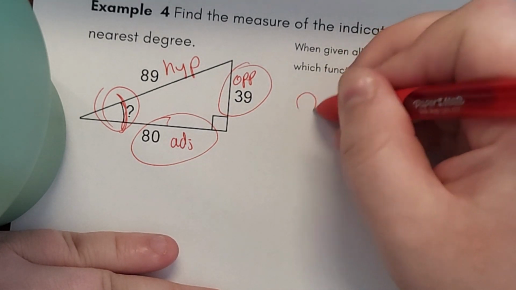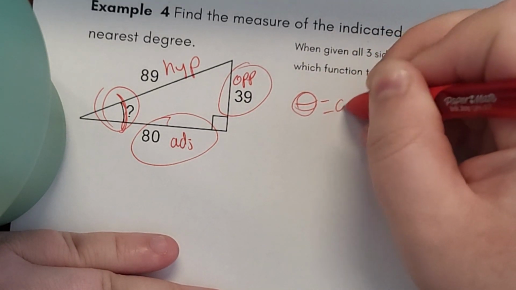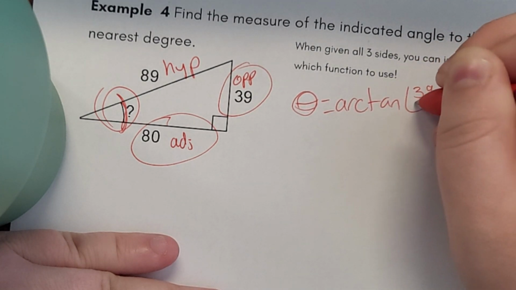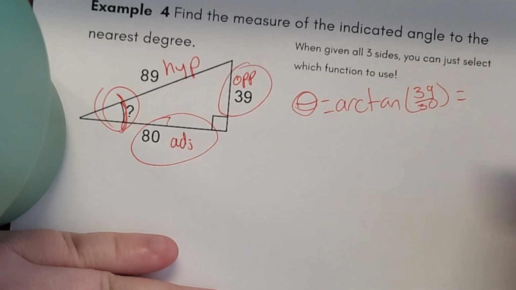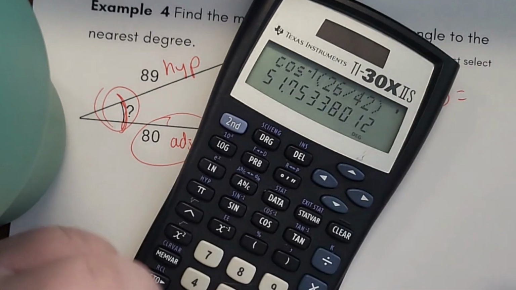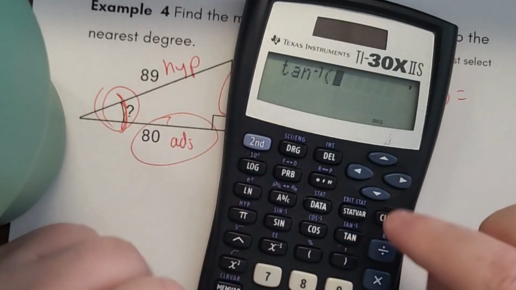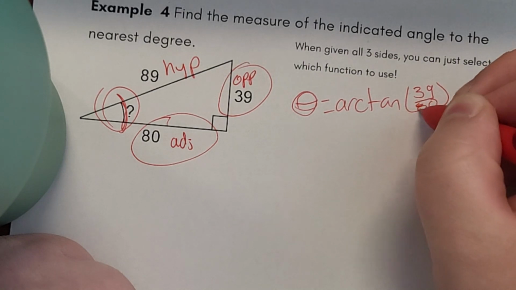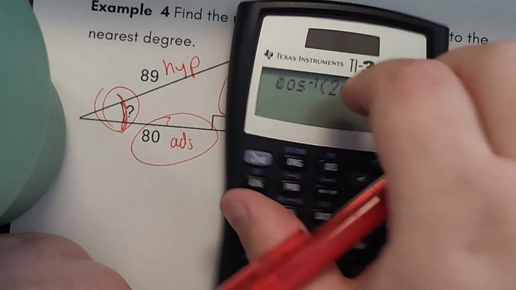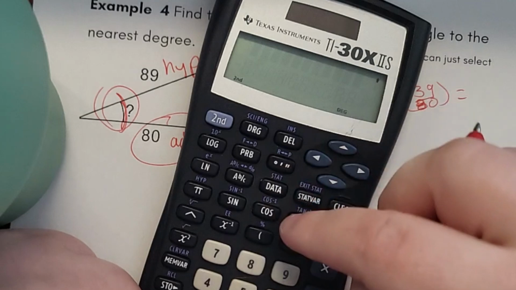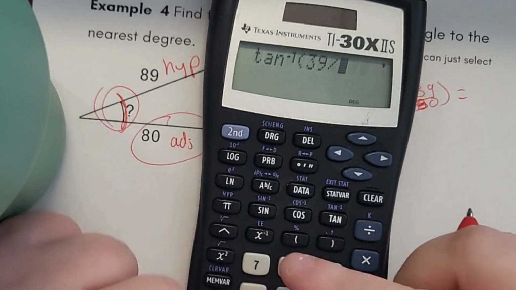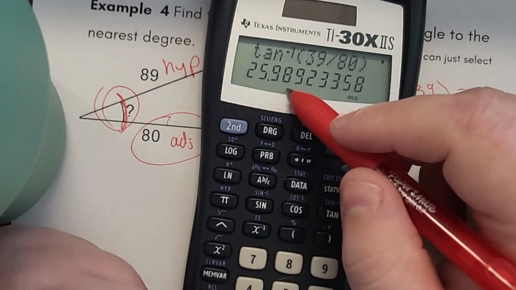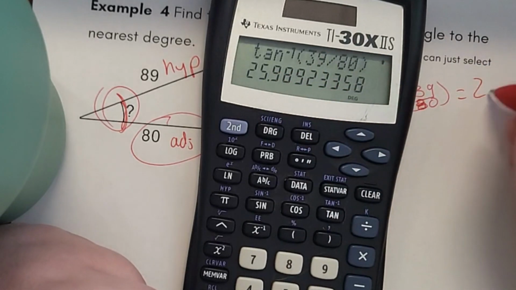I'm going to use tangent, or arctangent. So arctan of 39 over 30. Plug that in. Wait, I can read. That's 80 degrees, not 30. Second tangent, 39 divided by 80, close parentheses. That is 25.989. That's going to round to 26 degrees.